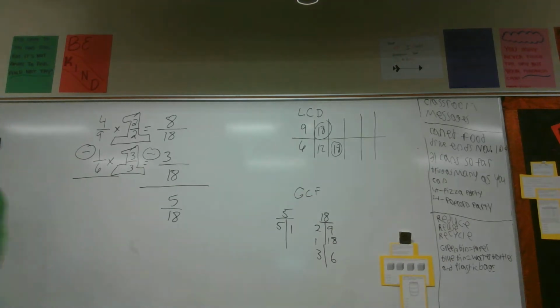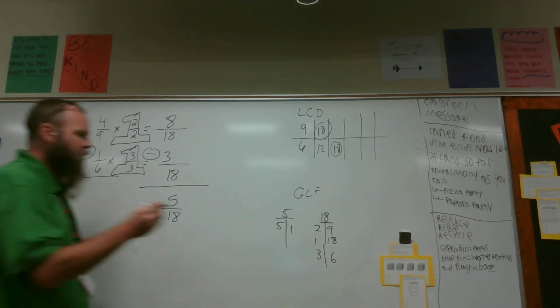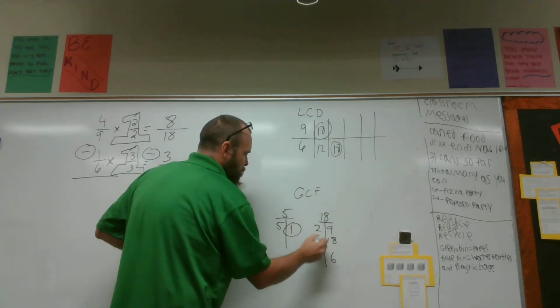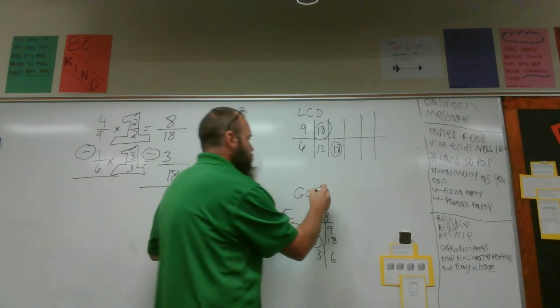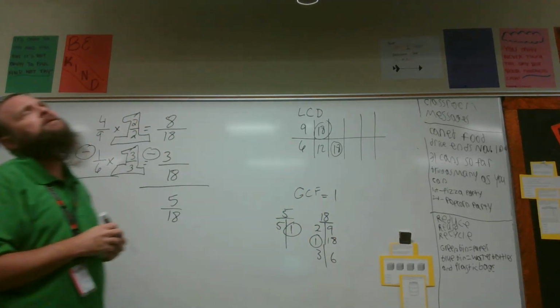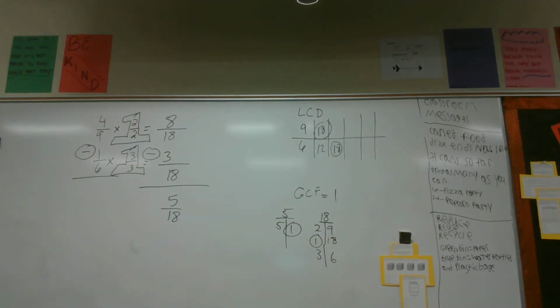So Maddie, tell me what they have in common. 1. Anything else? You sure? Yeah, you're right. There's nothing else in common. So my greatest common factor is 1. If my greatest common factor is 1, that fraction cannot be simplified.